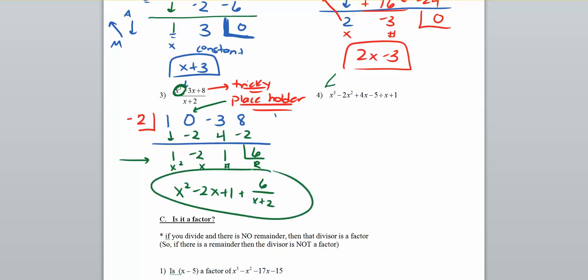All right, go ahead and try number 4 on your own. When you're finished, come check your answer. So press pause in the video now and try that problem.